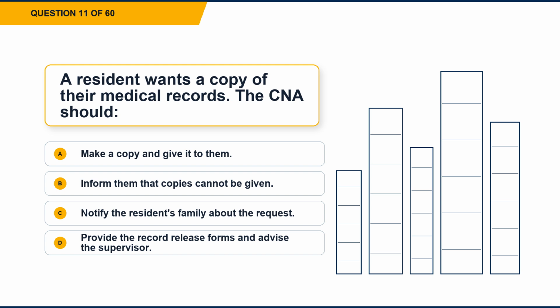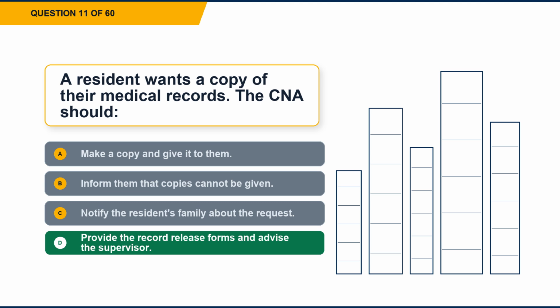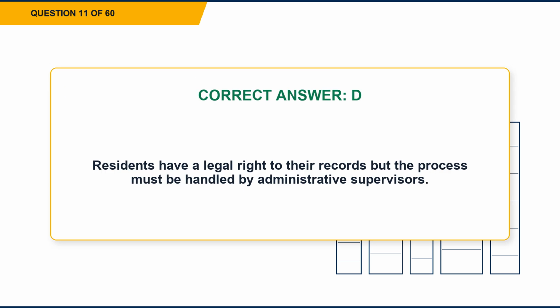Option B, inform them that copies cannot be given. Option C, notify the resident's family about the request. Option D, provide the record release forms and advise the supervisor. The correct answer is option D, provide the record release forms and advise the supervisor. Explanation: residents have a legal right to their records, but the process must be handled by administrative supervisors.